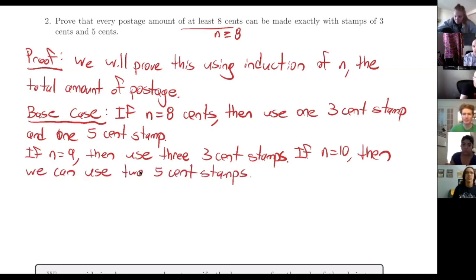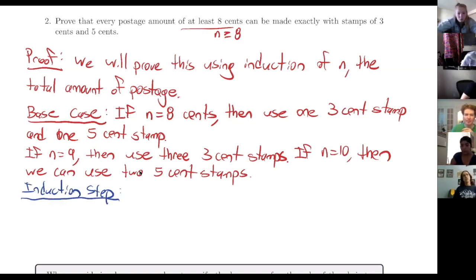So here, the base case actually was not just one value that we needed to check. We needed to keep checking cases until we get to the point where now I can use a previous case to show that a later case is going to work. Then we'll come to the induction step next, because now we've got enough base cases to prove this in general.